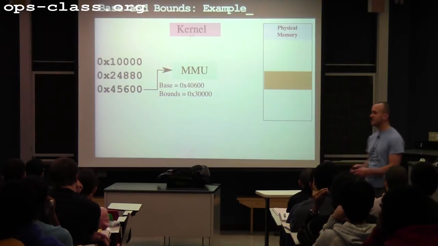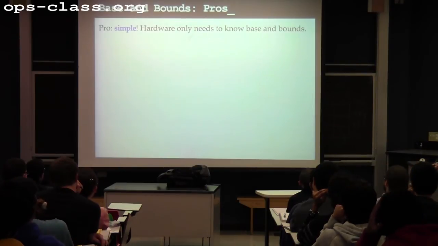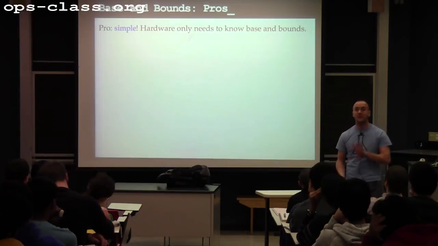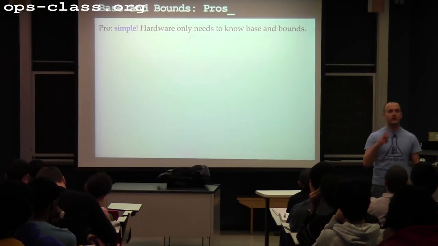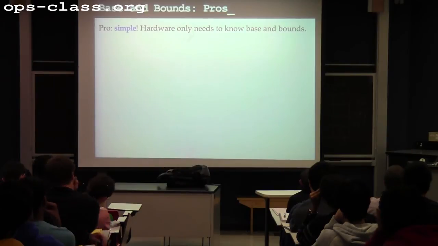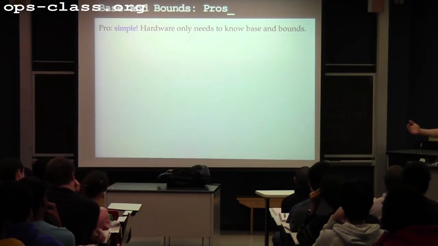Is this a good fit? I think this is on the next slide actually. The nice thing about this, let's just give this some credit. This is very simple, right? The MMU only needs 2 pieces of state, and then it can translate a potentially large number of addresses.